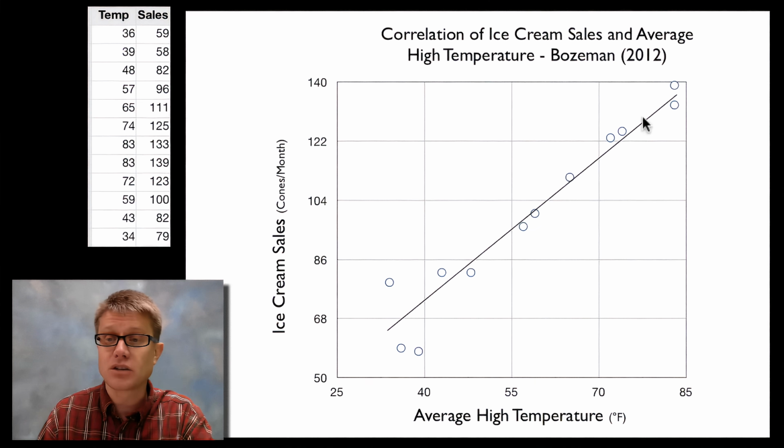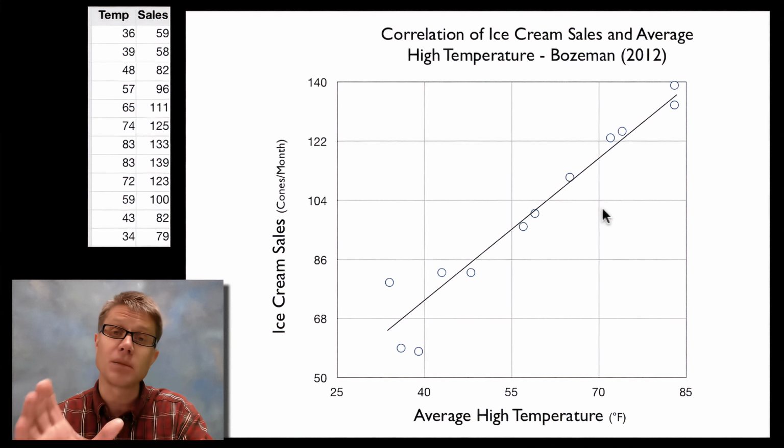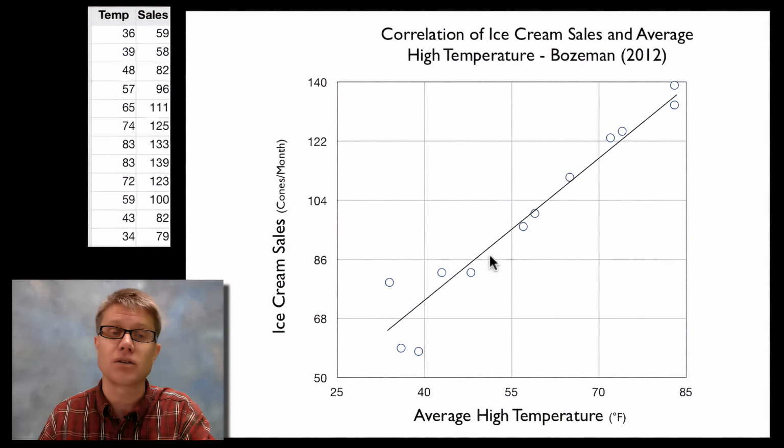A good best fit line should never extend past your data. I shouldn't put an arrow on the end of it, because really, I can only put a best fit line within my data. I can only interpolate within that graph.